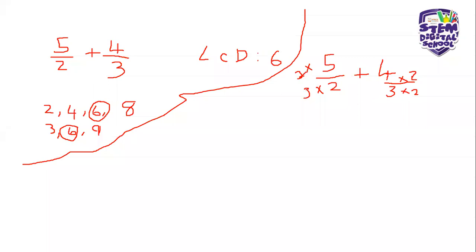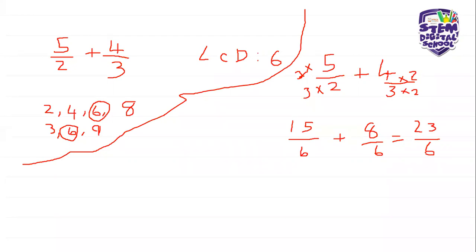3 times 5 is what? 15 over 6. And then 2 times 4 is 8. And 2 times 3 is what? It's 6. And then after that, you add. 8 plus 15 is what? 23 over 6. I would show you how to simplify it, but that's not my focus.